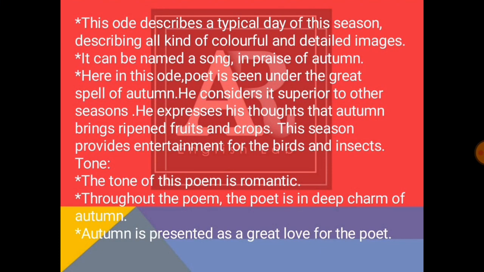Here in this ode, the poet is seen under the great spell of autumn. He considers it superior to other seasons. He expresses his thoughts that autumn brings ripened fruits and crops. This season provides entertainment for the birds and insects.